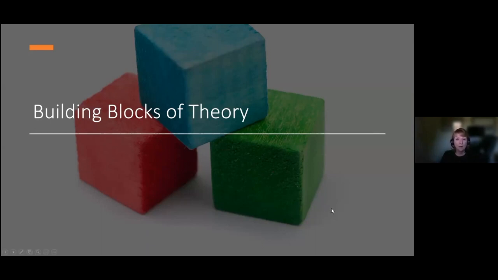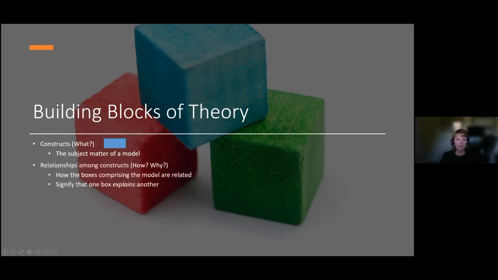There are four important building blocks of theory. First of all, constructs. Those are the what? If you're looking at a theory and ask, what is it that we're interested in? Those are the constructs, the subject matter of a model. We usually show those by boxes if we're going to do a diagram. Second, how are those constructs related? Those are the arrows. What are the relationships between them? They show that one box explains another box. They don't show how it explains it, but that there's an explanation there. And sometimes you can infer that by looking at the model.